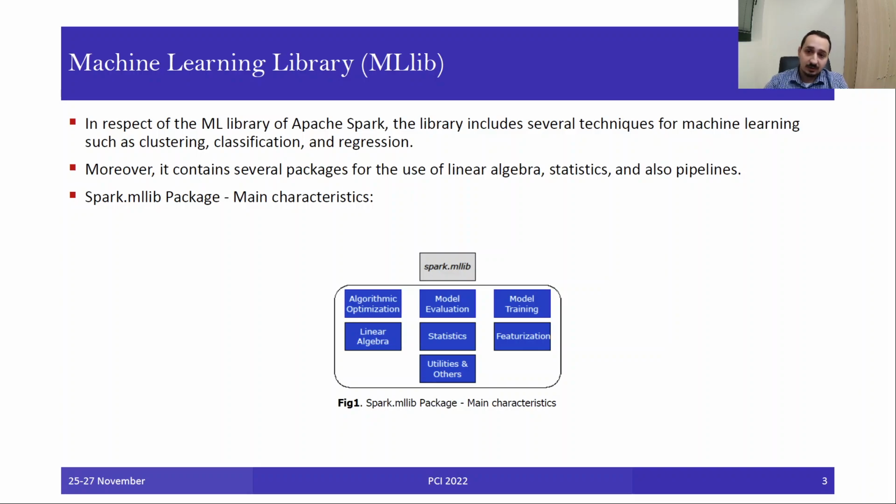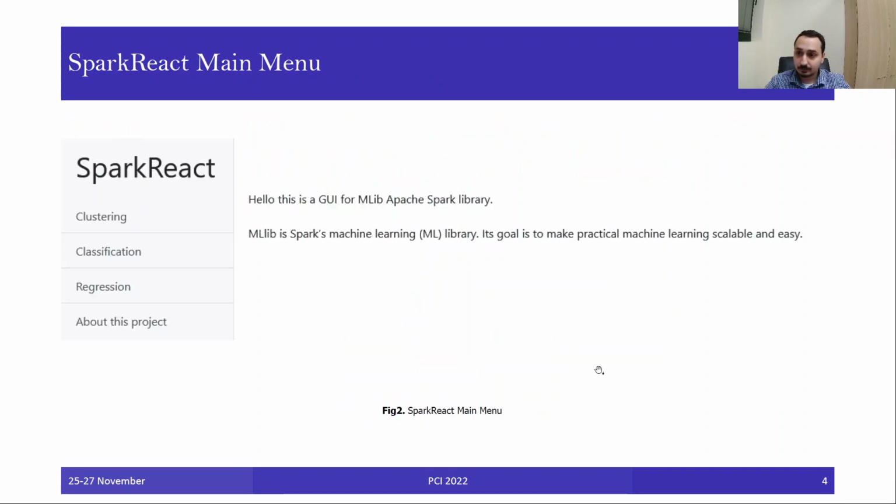A few words about the machine learning library for Apache Spark, which is also known as MLlib. The library includes several techniques for machine learning, such as clustering, classification, and regression. Moreover, it contains several packages for the use of linear algebra, statistics, and also machine learning pipelines. Here we have the Spark MLlib package and the main characteristics. It offers algorithmic optimization, model evaluation, model training, linear algebra, statistics, utilities, and others.